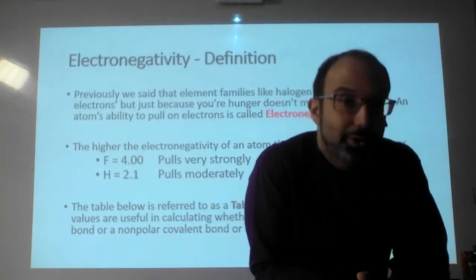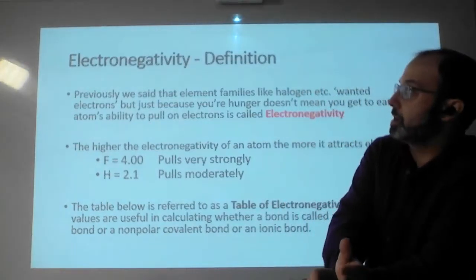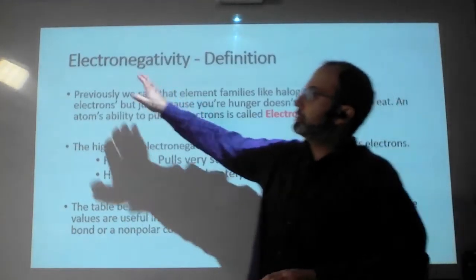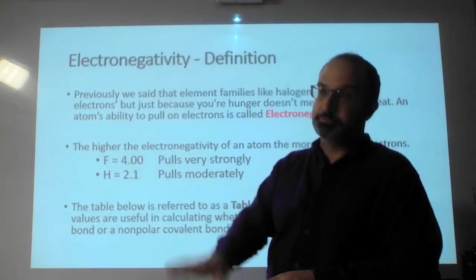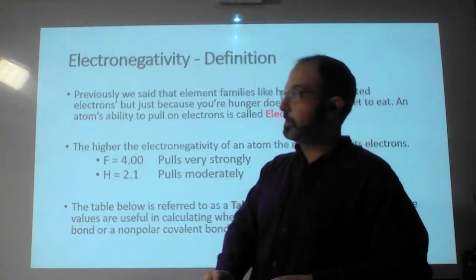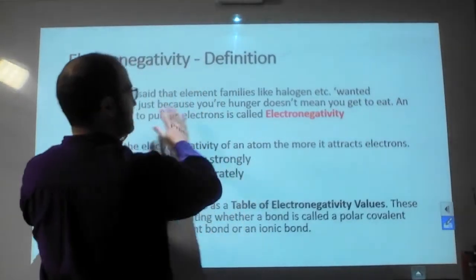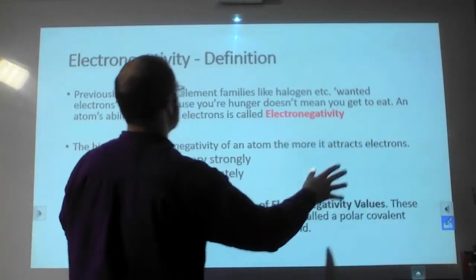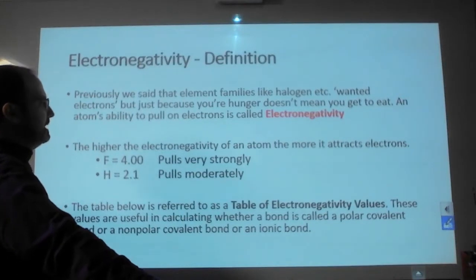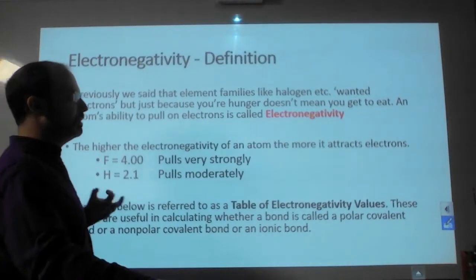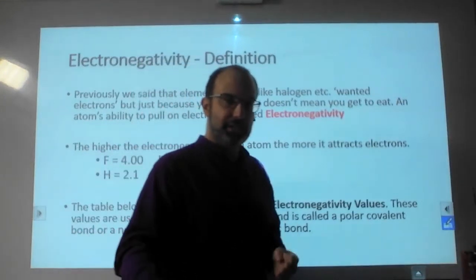It's called electronegativity. Whoo, big word. Break it down. Electro, come on, that's an electron. Negativity, it's negative. The negative electron. Again, with the scientists naming things. Previously, we said that elements in families like halogens wanted electrons. But just because you're hungry doesn't mean that you get to eat. An atom's ability to pull on electrons is called its electronegativity.